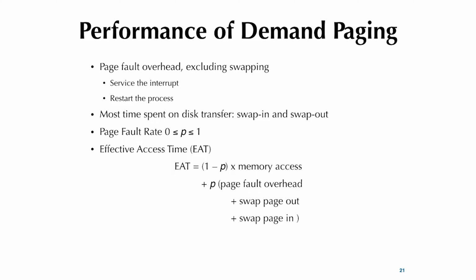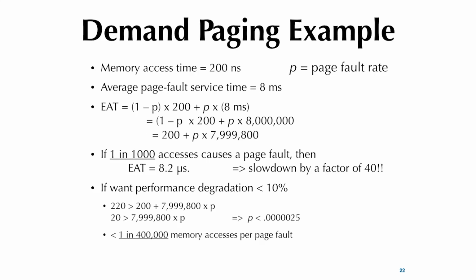So the effective access time, we saw this formula before, right? You weigh the memory access time by the non-page-fault case, plus the page fault case times the page fault overhead, swap in, swap out. Okay, so that's how you compute the effective access time. And the book gave an example, straight from the book. If memory access time is 200 nanoseconds, and average page fault service time is 8 milliseconds, or actually it could be much longer, then your effective access time depends very much on your page fault rate. Okay, so if the page fault rate is 0.1%, so one in a thousand, then you have an effective access time of 8.2 microseconds. So that is a slowdown of 40 times compared to not having a page fault.